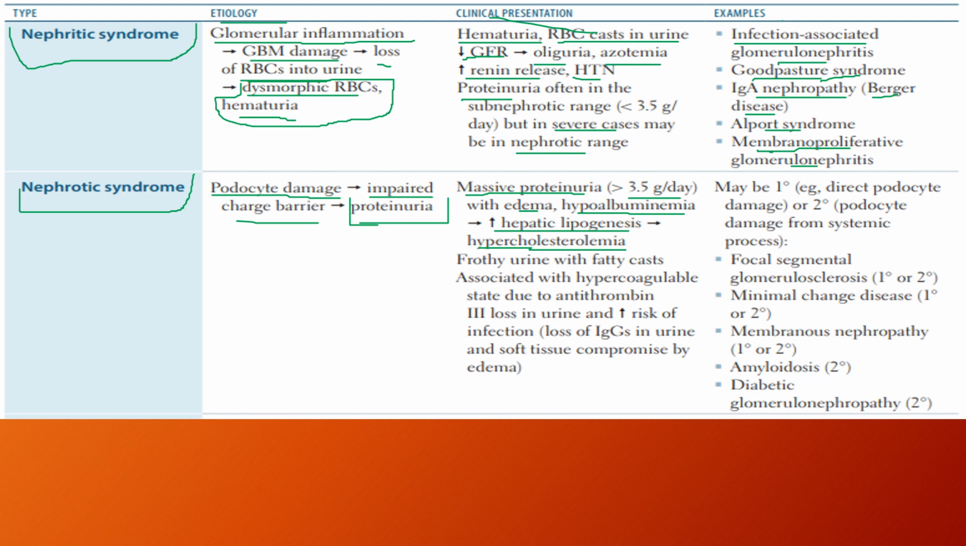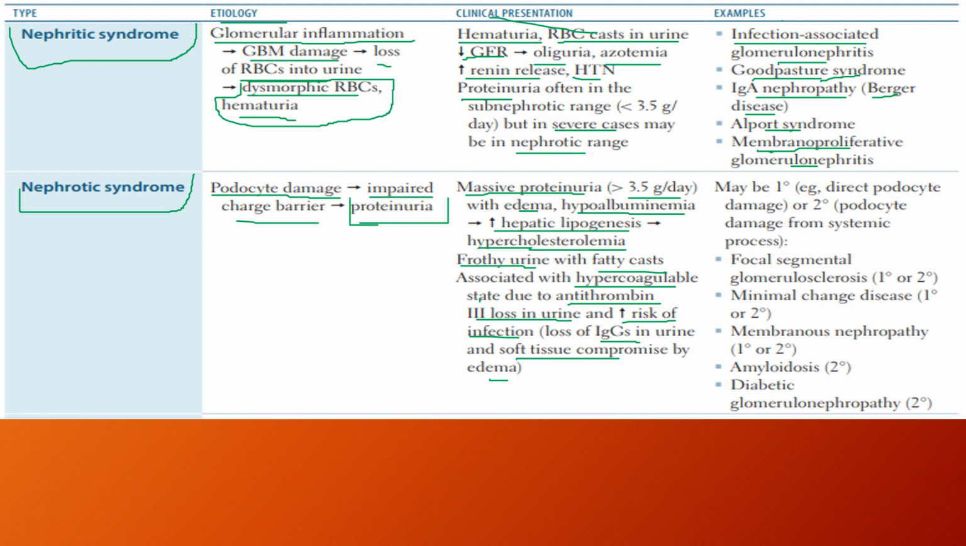Patients also present with frothy urine with fatty casts, associated with a hypercoagulable state due to antithrombin III loss in urine, and increased risk of infection because of loss of IgGs in urine and soft tissues compromised by edema.